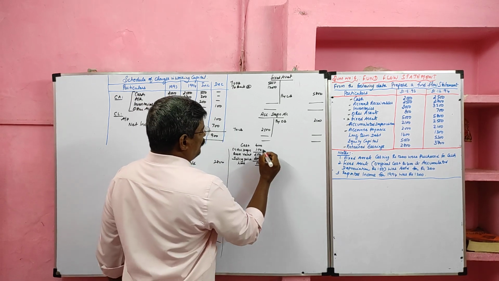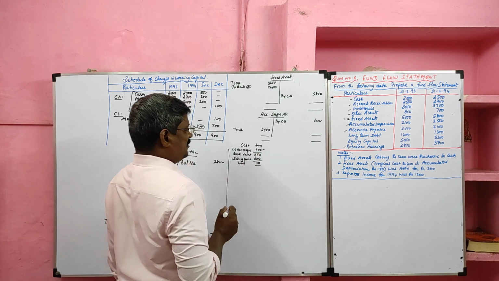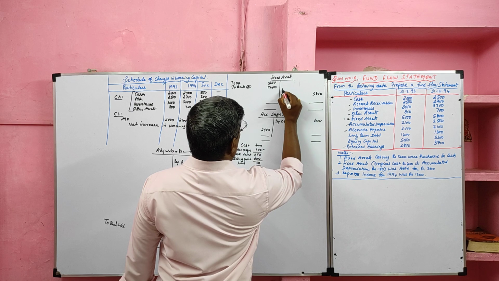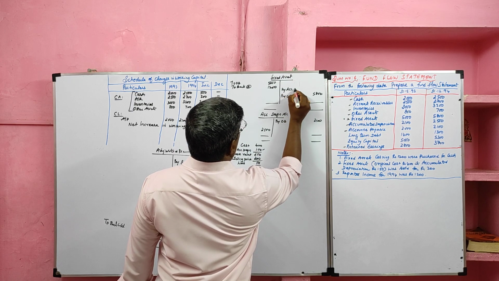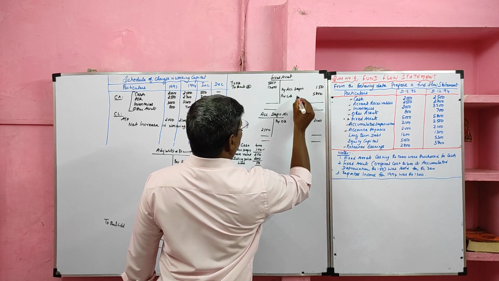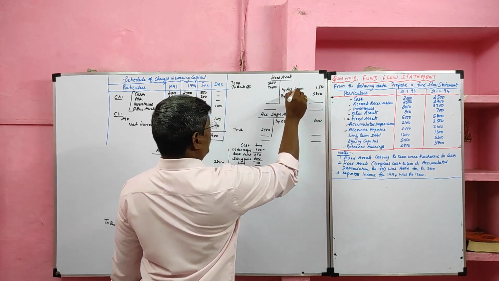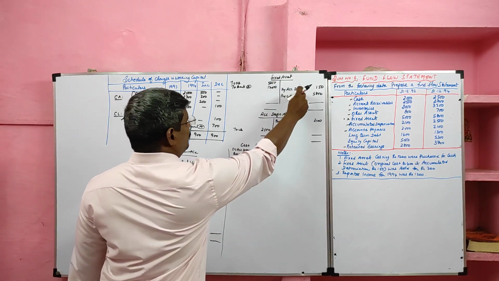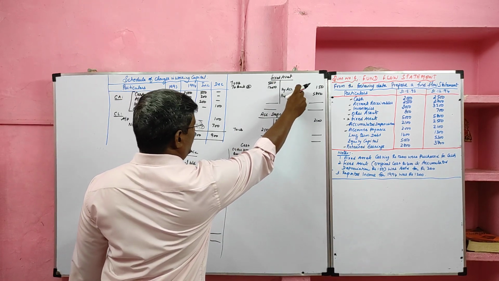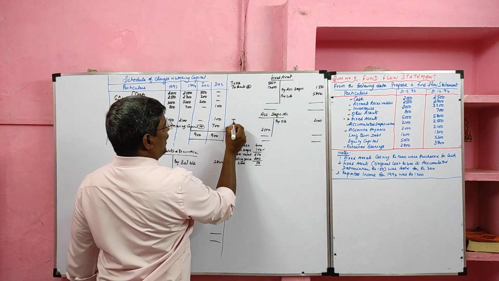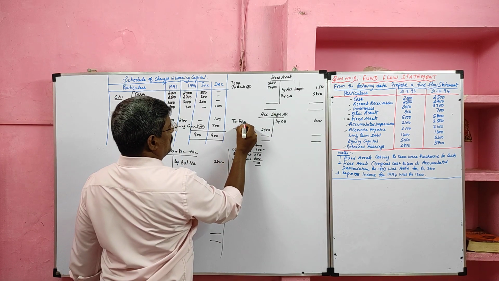Here first we should consider the accumulated depreciation of the part of asset sold. It will be credited to the fixed asset account as accumulated depreciation. How much? 150. The same accumulated depreciation of the part of fixed asset sold is credited to the fixed asset account as accumulated depreciation, and the same value is debited to the accumulated depreciation account as fixed asset.